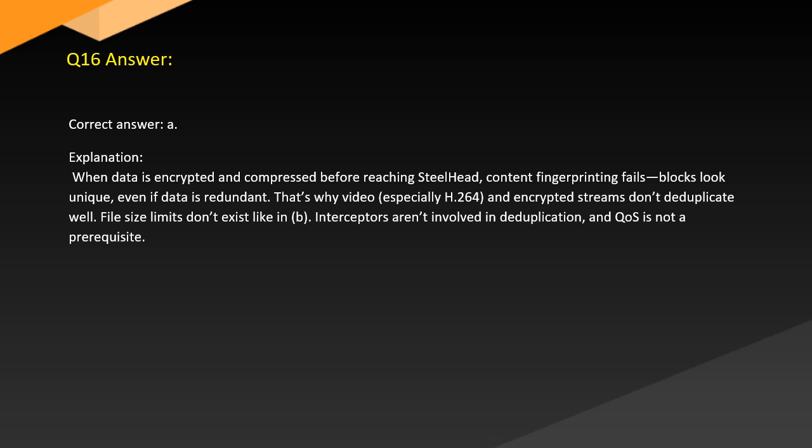Answer. Correct answer: A. Explanation. When data is encrypted and compressed before reaching Steelhead, content fingerprinting fails. Blocks look unique even if data is redundant. That's why video, especially H.264 and encrypted streams, don't deduplicate well. File size limits don't exist like in B. Interceptors aren't involved in deduplication, and COS is not a prerequisite.